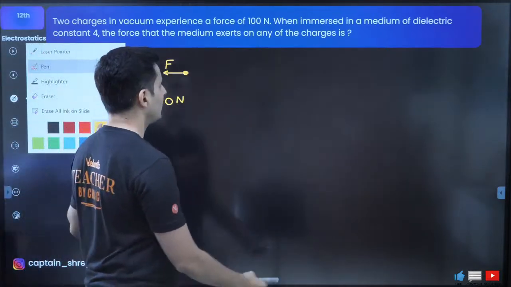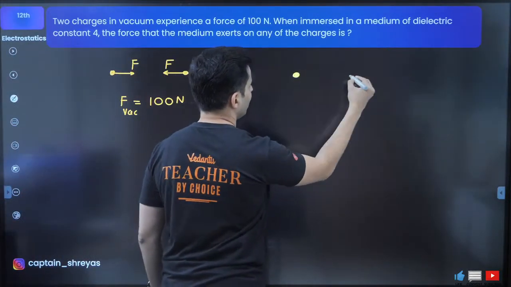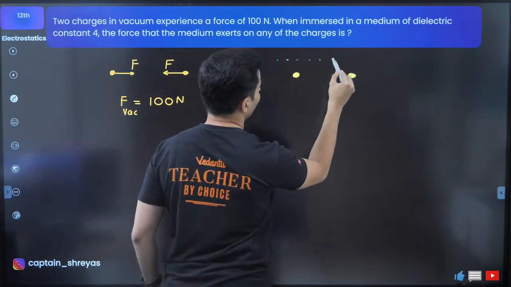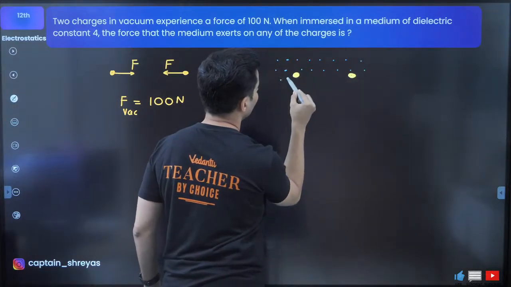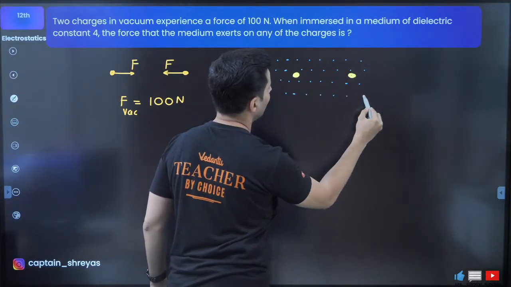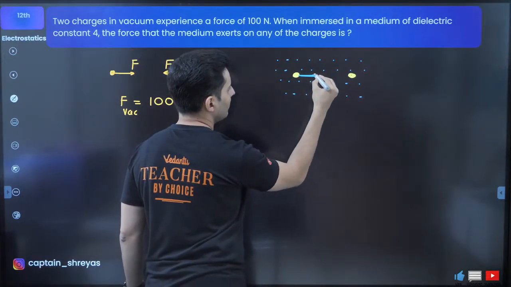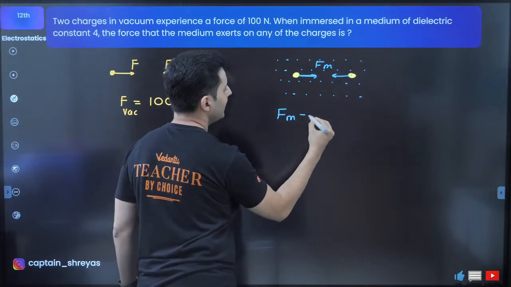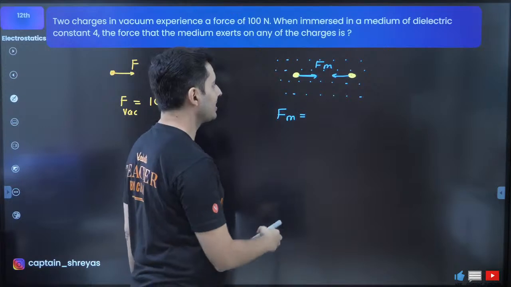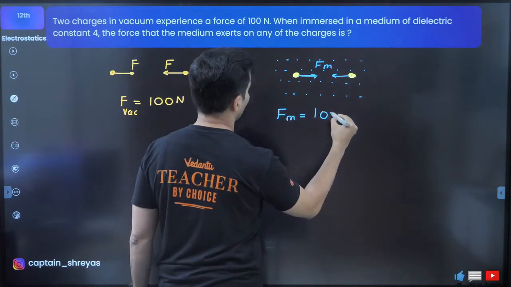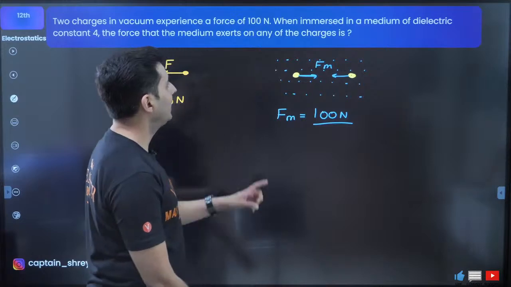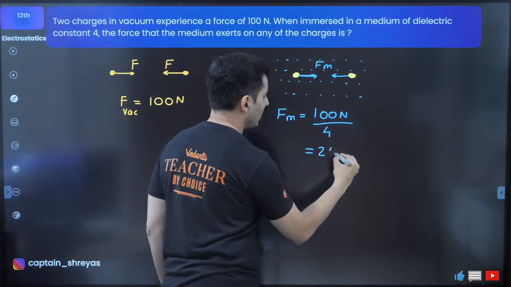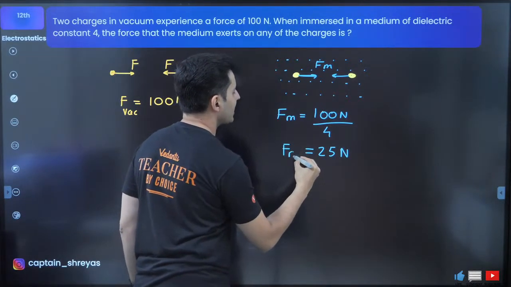Now what happens is you are taking the same charges, but now you are placing them in some medium. The moment you place them in the medium, I know what is going to happen. The new force will be different. The force inside the medium will be K times less than the force in air. So whatever the original force was, which was 100 Newton, divided by K, the dielectric constant, which is 4. So divided by 4, that means it will be nothing but 25 Newton. So that is the force in the medium.